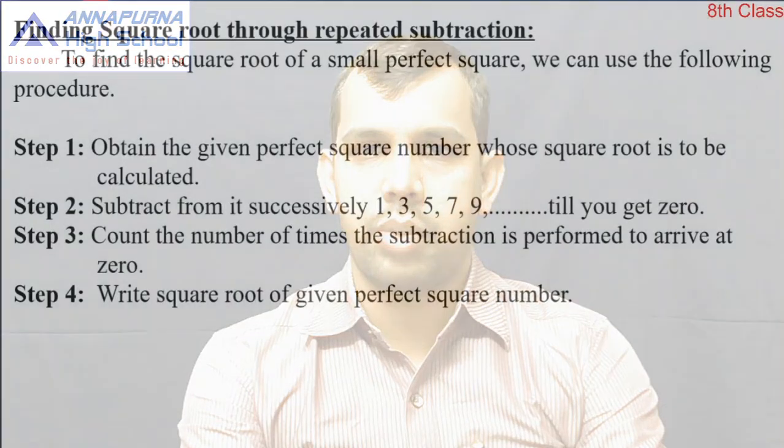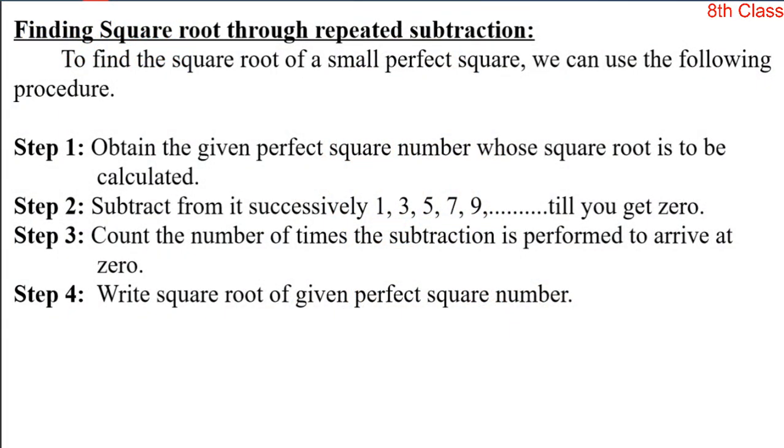In this video, I'm going to explain how to find the square root of perfect square numbers. To find the square root of a perfect square number, we have three different methods. Let us see the first one: finding square root through repeated subtraction.